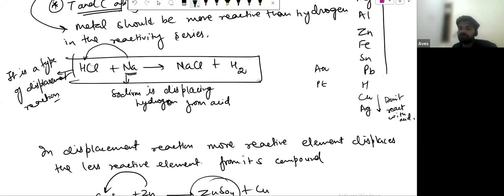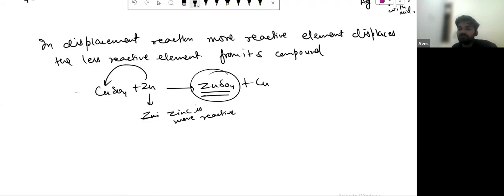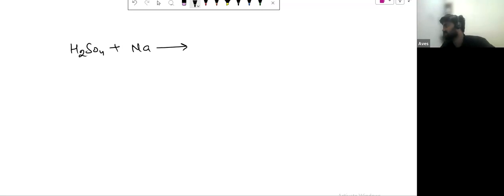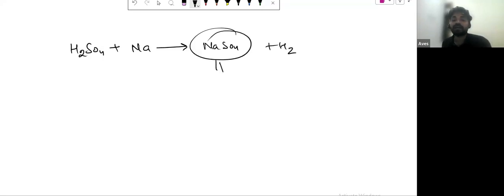You understood? But if I'm putting here H2SO4 reacting with sodium, what would happen? Name the compound formed. Tell me fast. NaSO4 plus H2. This is close, but there is some problem. You need to write the correct formula. Beta, write the correct formula.